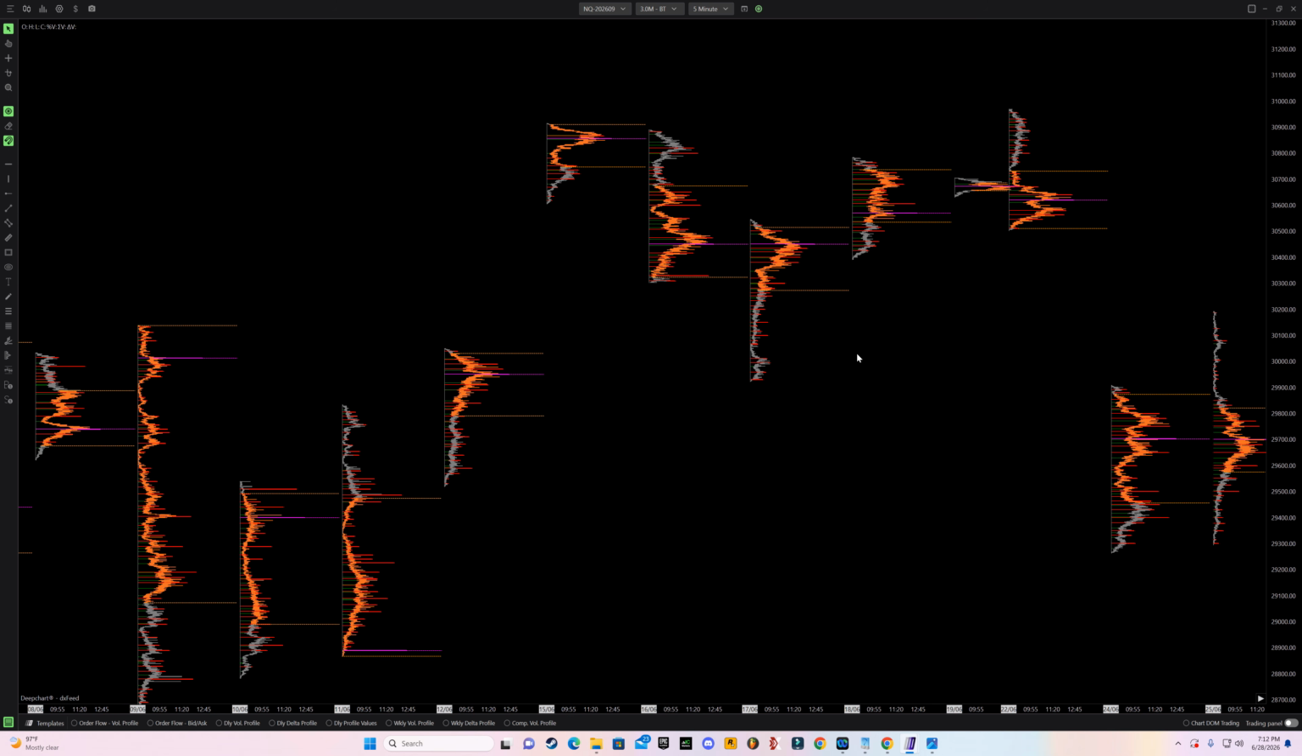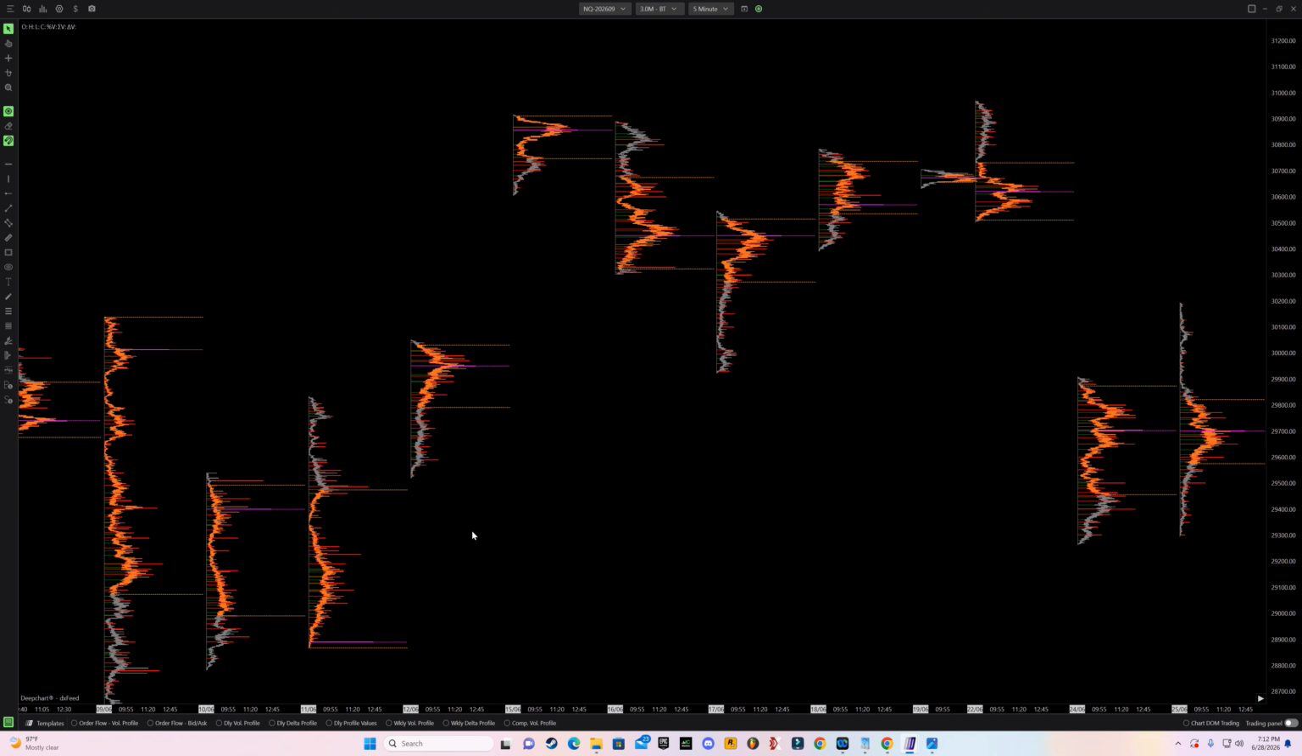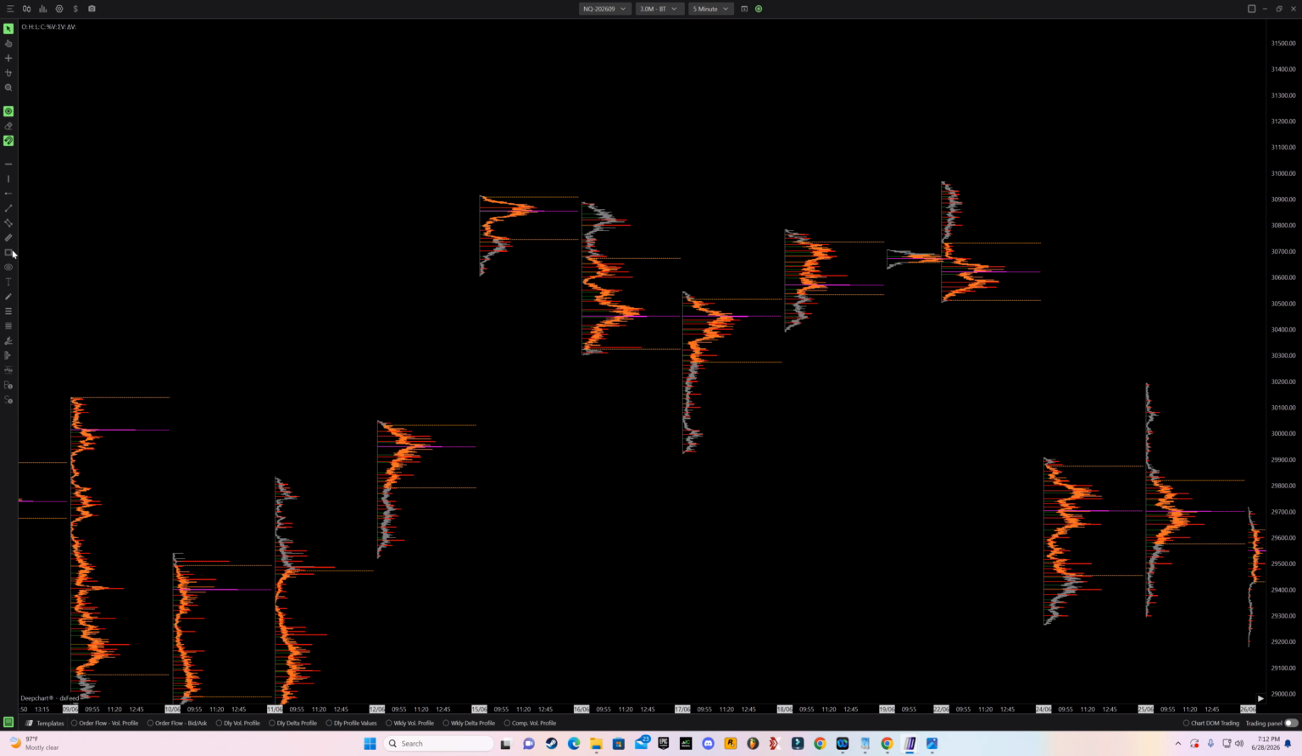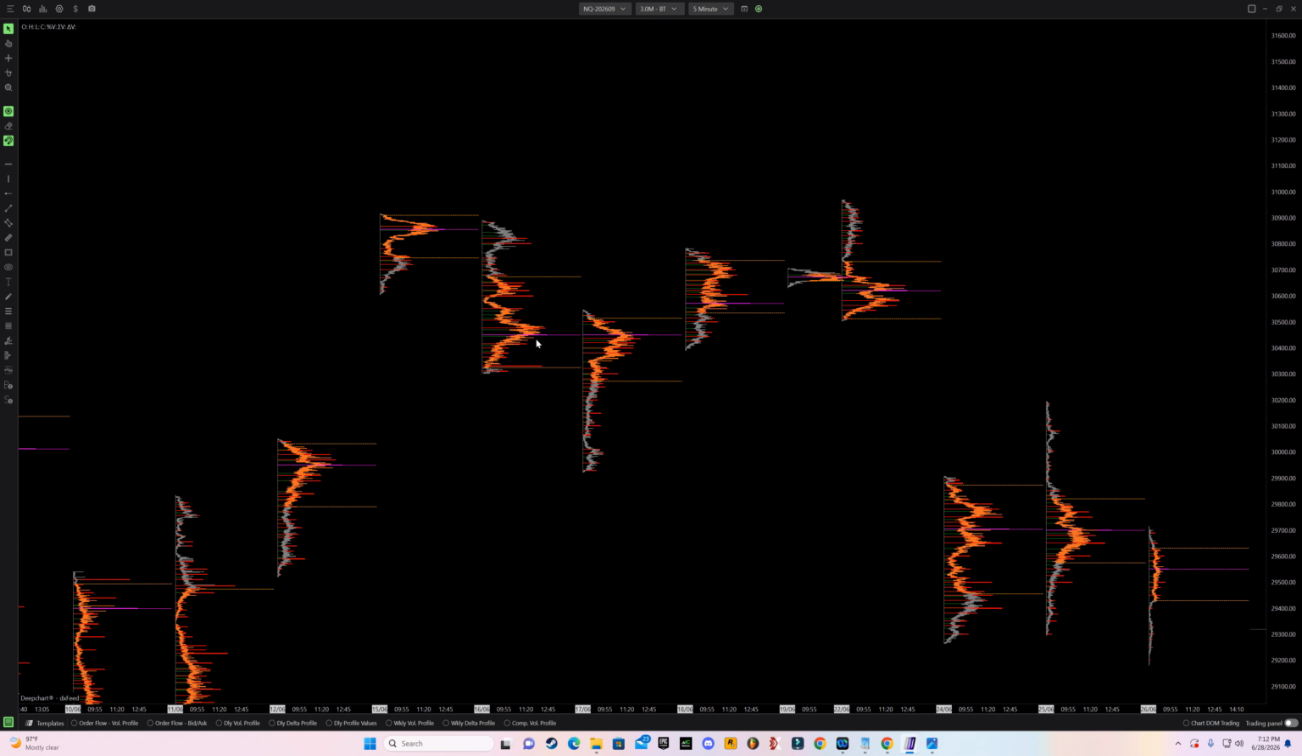If the price is continuously making the point of control higher, for example, we have the point of control here, and we have the point of control higher, then the bias for this day is going to be bullish, right? And then we have the point of control shifting lower, right, from this one.